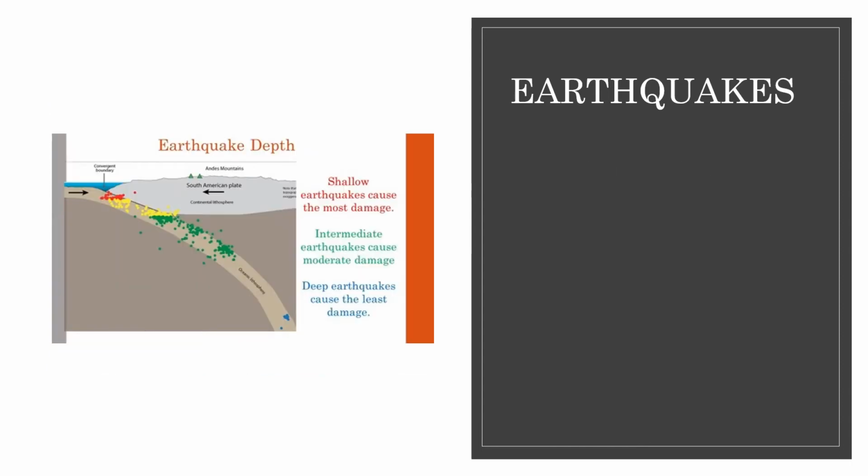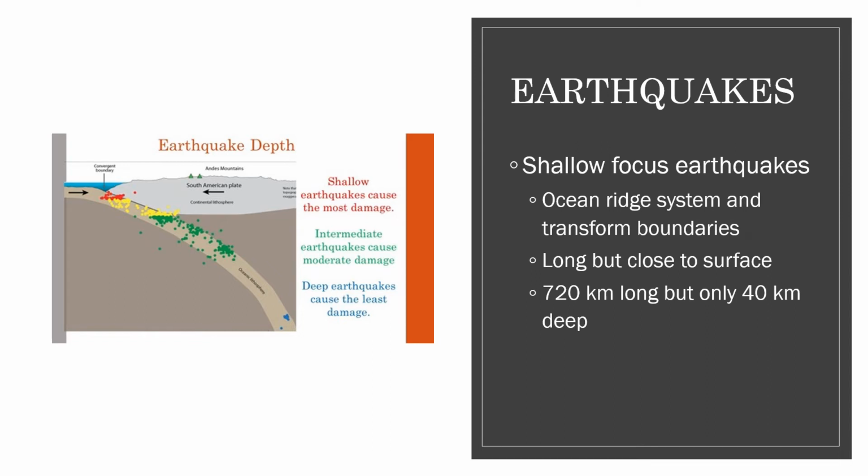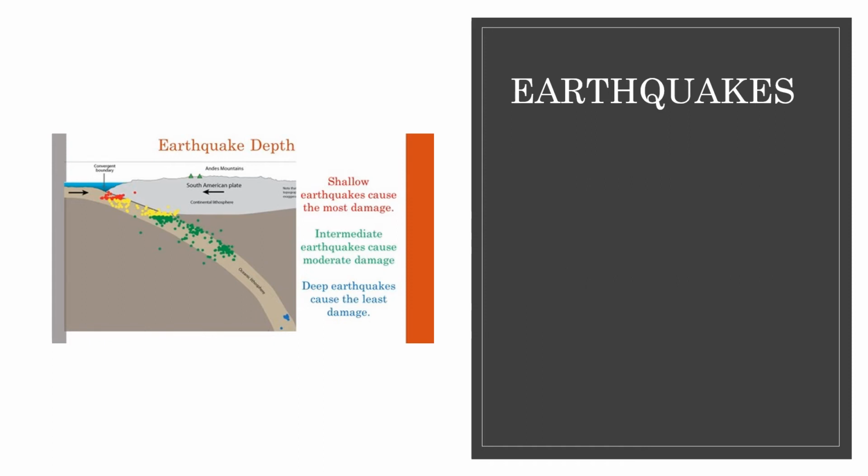Now, earthquakes can also be classified based on their location. We have shallow focus earthquakes, which occur along ocean ridge systems and transform boundaries. They are long but close to the surface, and they may be 720 kilometers long but only 40 kilometers deep. The majority of earthquakes are actually shallow focus earthquakes.